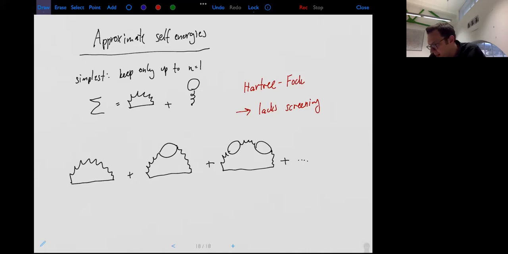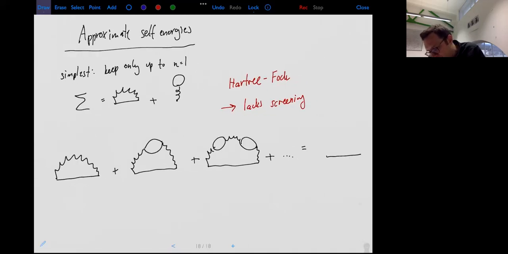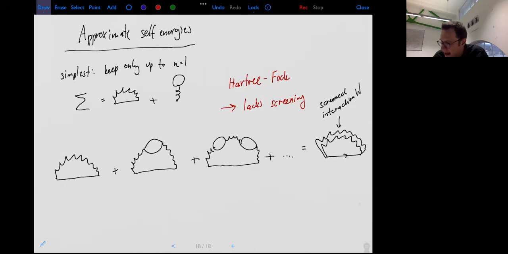And basically, when we sum this infinite series of diagrams, what we can define is an effective diagram with a screened interaction. So this double wiggly line is what I'll use for the screened interaction. This is the definition of the screened interaction, and this sum of diagrams with more and more bubbles is known as the random phase approximation.